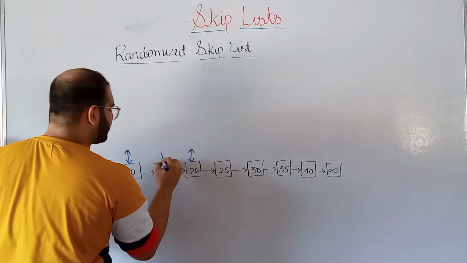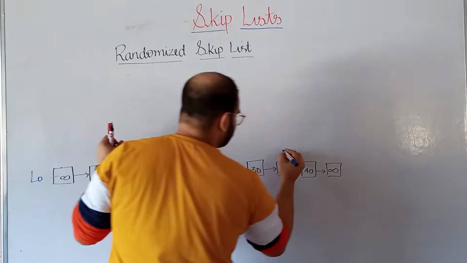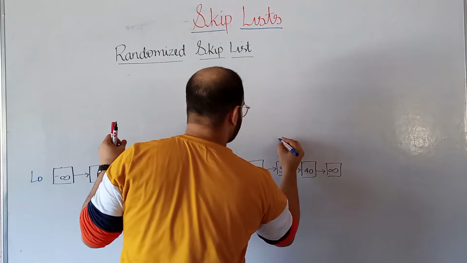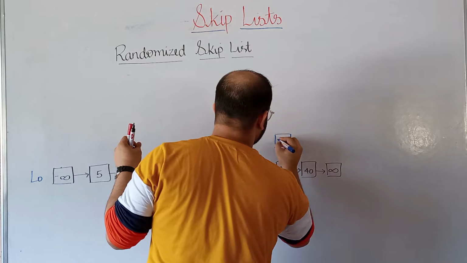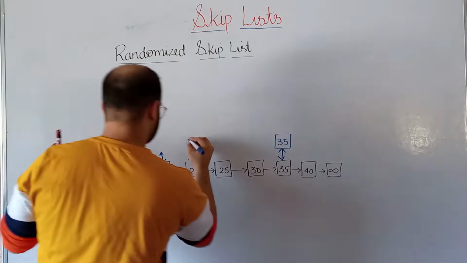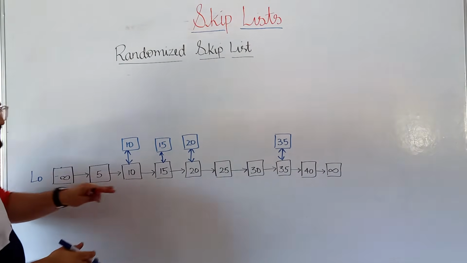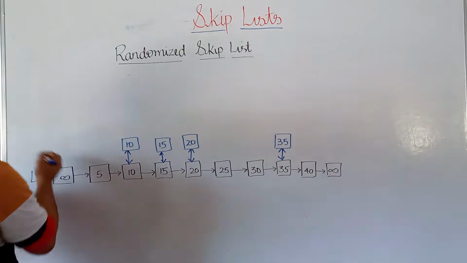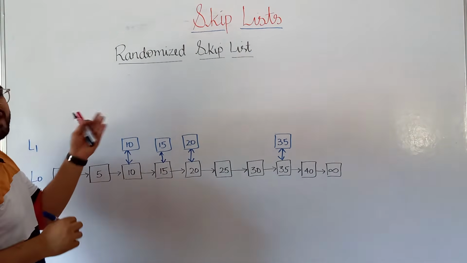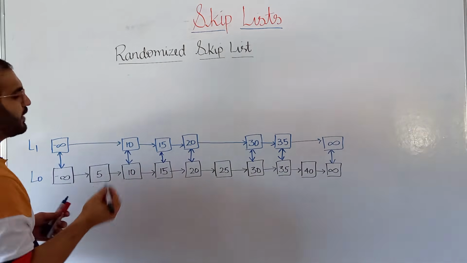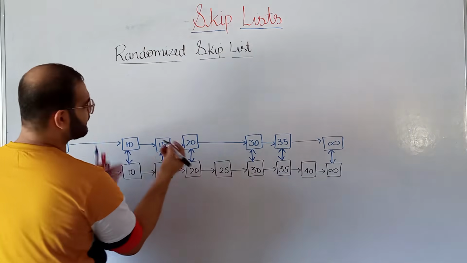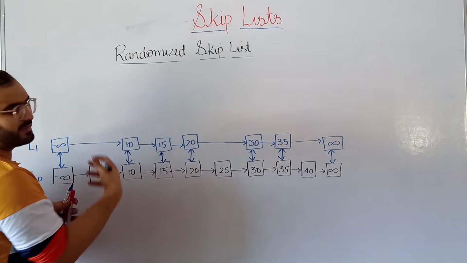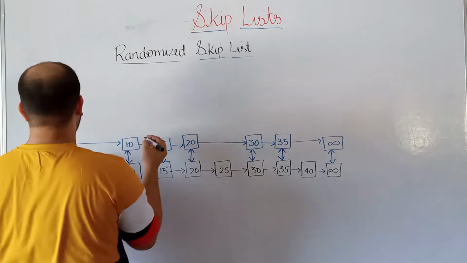We can also take this 15, and we can take any random nodes and promote them to the top level, right? And it is not necessary that if there are n nodes in L0, then L1 should have n by 2 nodes. So again here I can take random nodes. There need not be the alternate nodes promoted to L2.